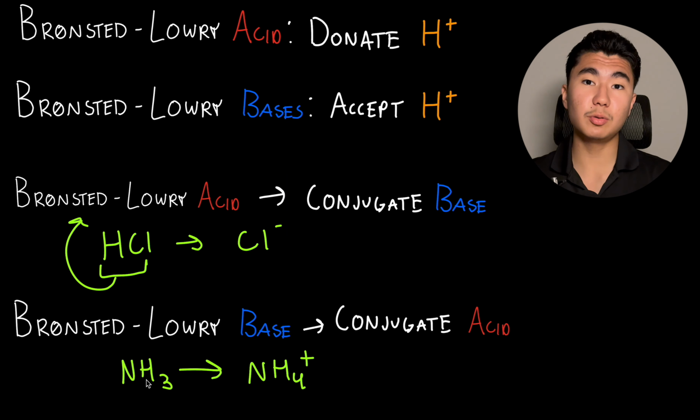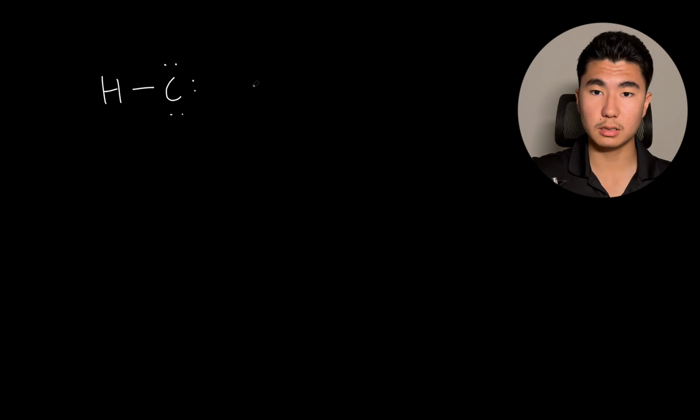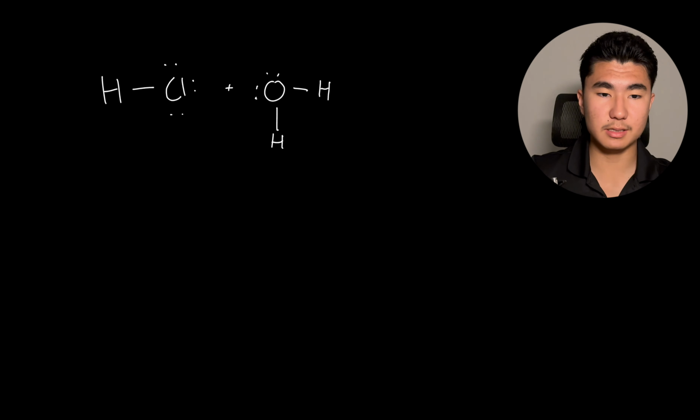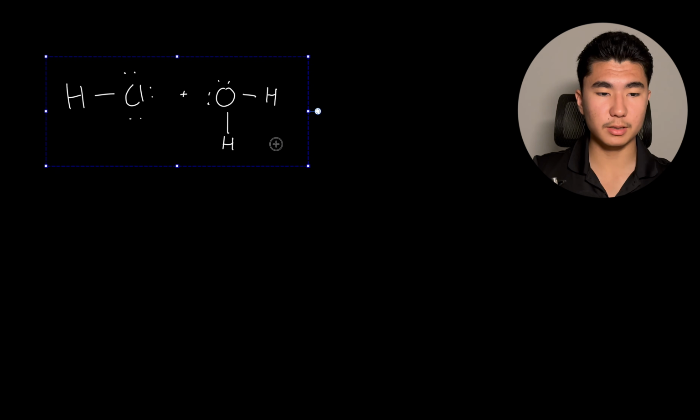Now here's a way we can use Lewis structures to really understand how these acids and bases turn into conjugate acids and conjugate bases. So let's do something like HCl that we had in our example. For the Lewis structure, we'd have something like this, since Cl has 7 valence electrons, so we want to fill that up. Then we add our water, so maybe something like this. And those are our reactants.